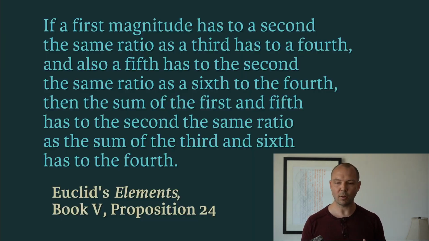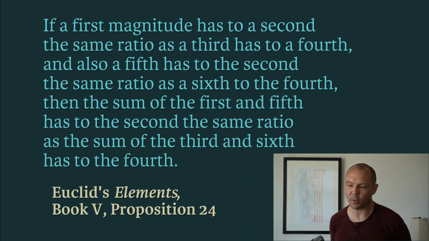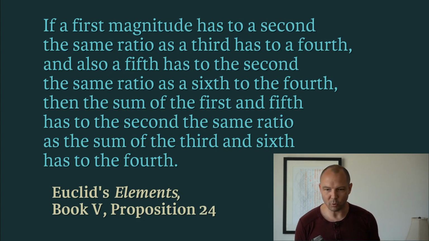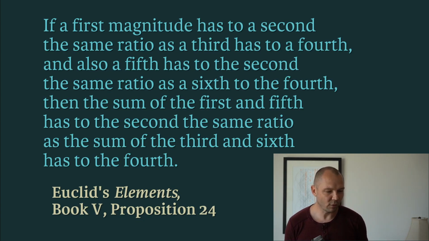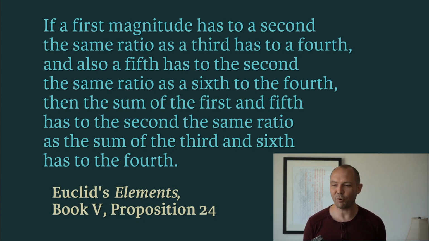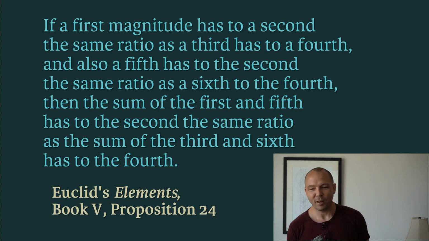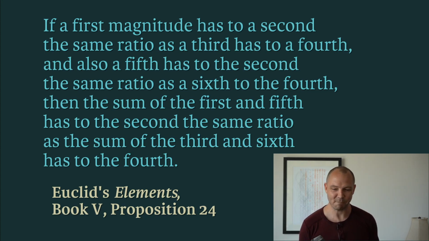So here's a passage from Euclid's Elements, and if you were trying to learn math back in the time of Euclid, this would be what you were trying to learn. A ton and ton of things that sound like, if a first magnitude has to a second the same ratio as a third has to a fourth, and also a fifth has to the second the same ratio as a sixth to the fourth, and the sum of the first and the fifth has to the second, and so on and so on. If you don't like math class now, try this math class, right?